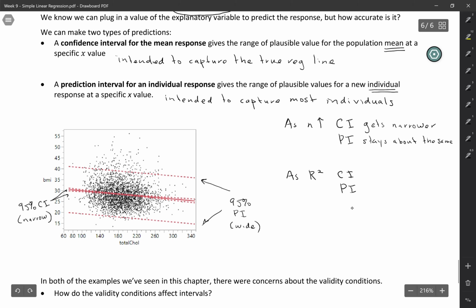So what about R squared? What happens as the R squared increases? If you just think about it in terms of the shape of this graph, the points are going to get closer to the line as your R squared increases.